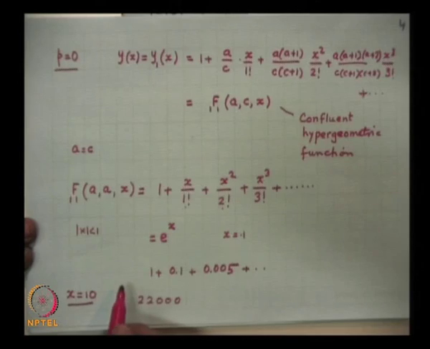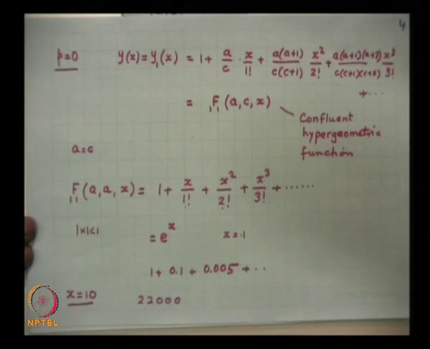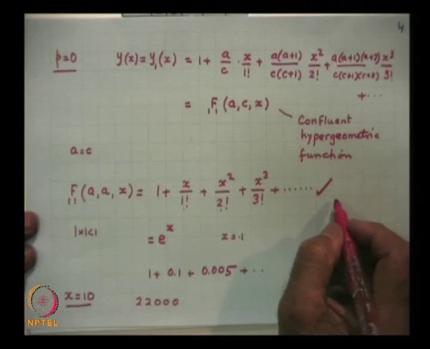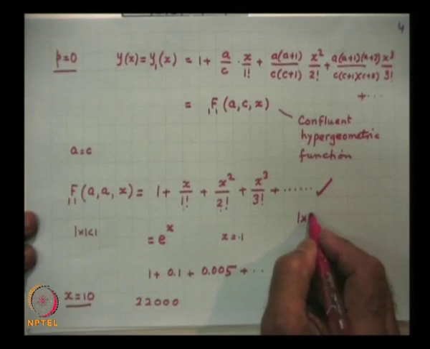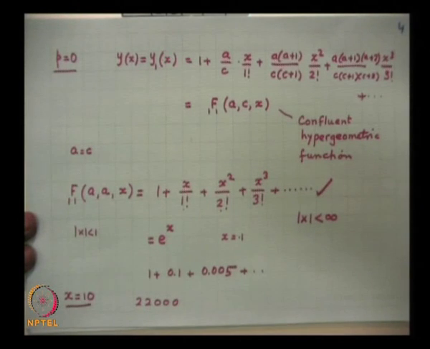So, that means even if you take a value of x equal to 1 million, the value of the function e to the power of x will be finite. It will be an extremely large number, but it will be finite. So, this infinite series is convergent for all values of x, and you should write convergence for mod x less than infinity. All values of x, this series is convergent.